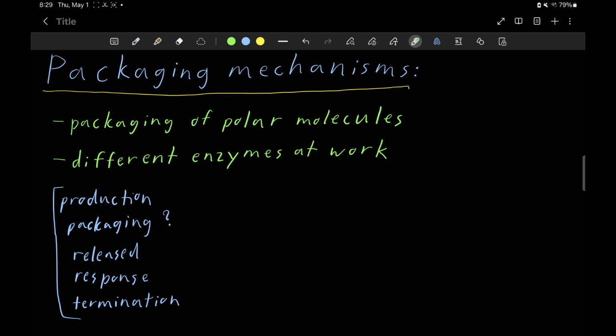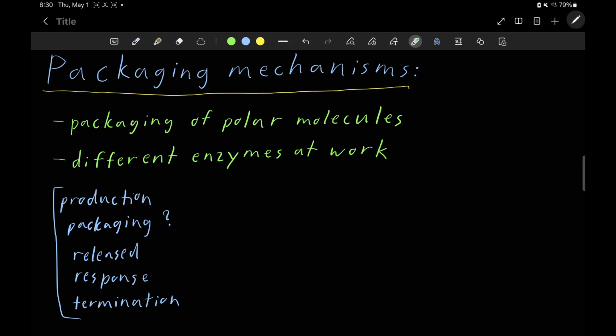In today's video, we're going to be looking at packaging mechanisms of messenger molecules. So messenger molecules are produced and then they are sometimes packaged. That's why we have this question mark here. Then after they're packaged, they are eventually released and they go off and produce a response. And this response has to eventually get terminated.